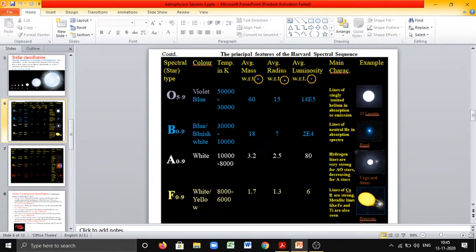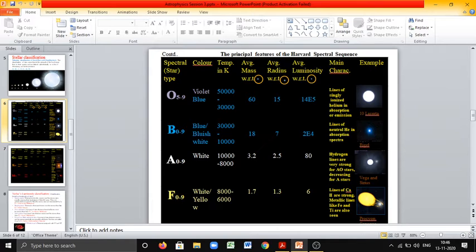We can explain the principal features of this Harvard spectral sequence like this. Coming to O stars, the color of O stars varies from violet to blue and temperature varies from 50,000 to 30,000 Kelvin. Average mass is about 60 times the solar mass and average radius of O stars is about 15 times solar radius and luminosity is about 1.4 into 10 to the power of 5 times the solar luminosity.